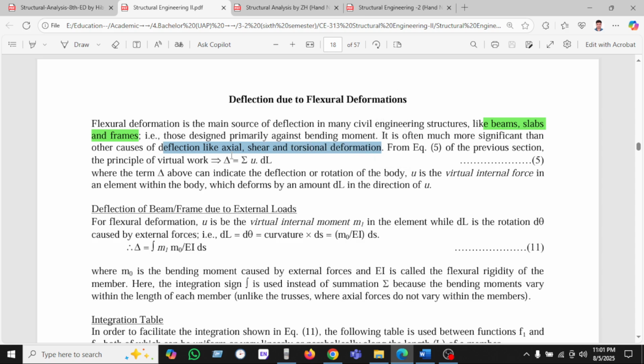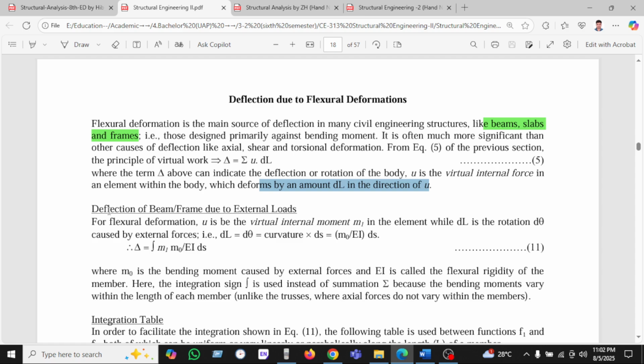So the equation is given here. Delta equals summation of u into dl. In the previous section we have seen the principle of virtual work, delta equal to summation of u into dl, where delta indicates the deflection or rotation in the body, and u is the virtual internal force in the element of the body, which is deformed by the amount of dl in the direction of u.